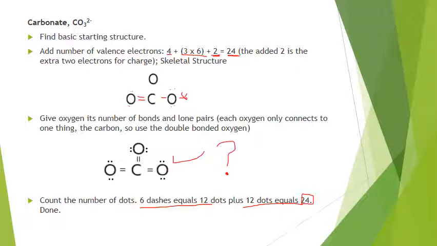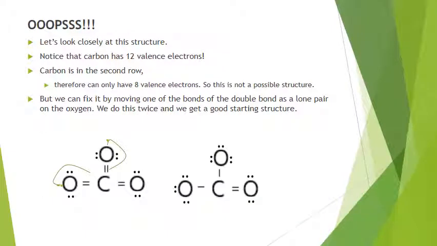But is it? We can't just draw things out. What we have to do is ask, does it make sense? Oops, no it doesn't. So let's take a closer look. Notice that carbon has 12 valence electrons the way I have it drawn right here: 2, 4, 6, 8, 10, 12. Carbon is in the second row. It cannot have more than 8 electrons. It can't have an expanded structure.